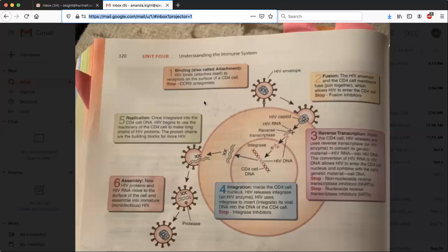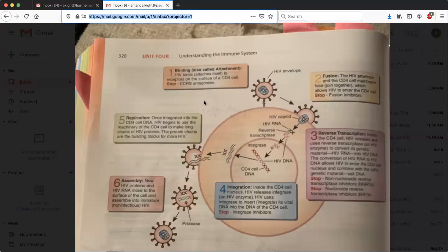And as it says here, it stops with fusion inhibitors. That is a medication under the classification of a fusion inhibitor that will stop this from happening. So it actually stops HIV from being able to go into the cell in general, which is great.